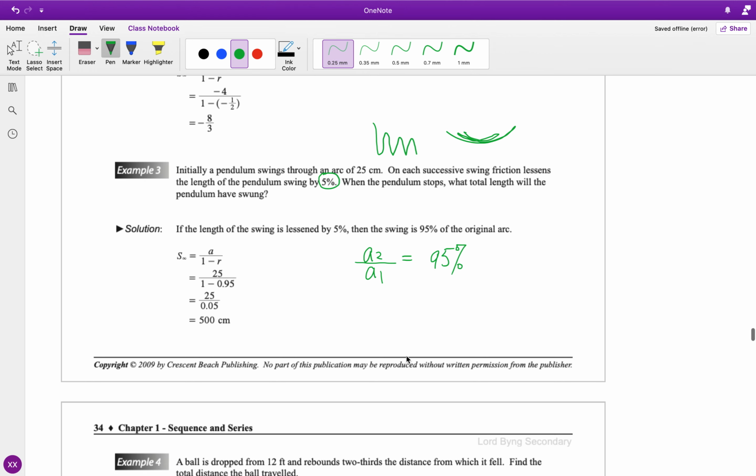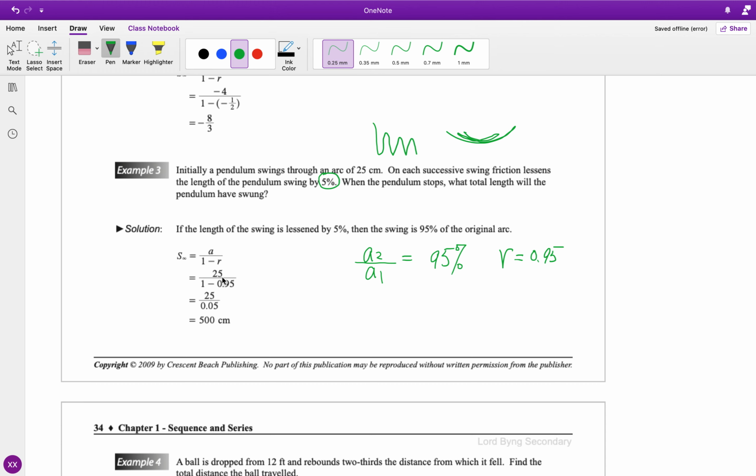So in this case, R equals 0.95. All right, so then we plug everything in. At the beginning is 25. That's my first term. 1 minus this, because this swing goes on just about forever, and in the very end it stops.